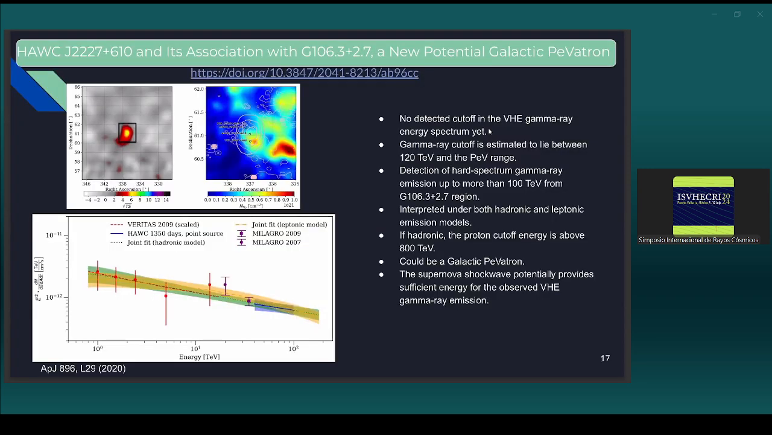So as I said before, we are really interested in trying to identify these cosmic ray accelerators in the galaxy and also of extragalactic origin. But here I'm only focusing on those from galactic origin. And this result was published in 2020, and it was just after we made one of our catalogs.